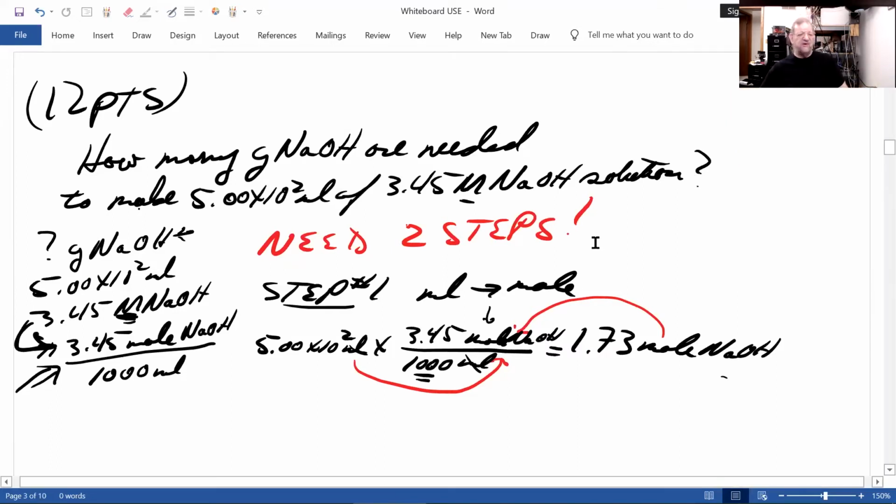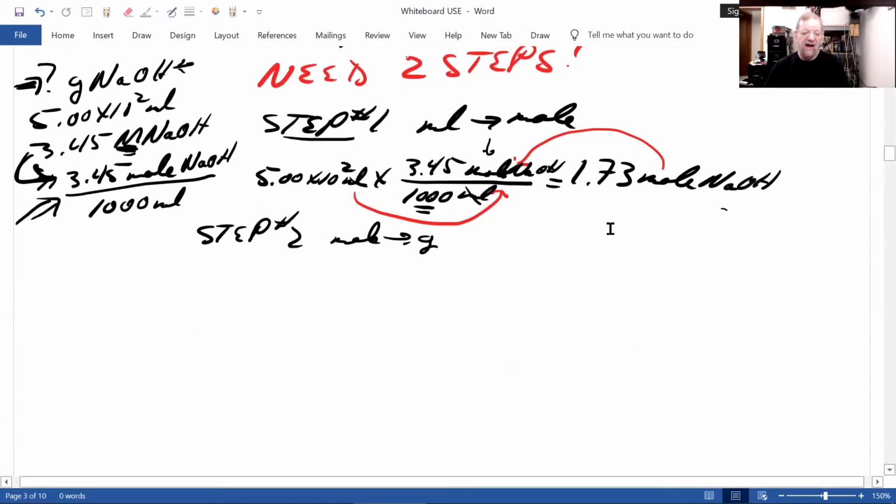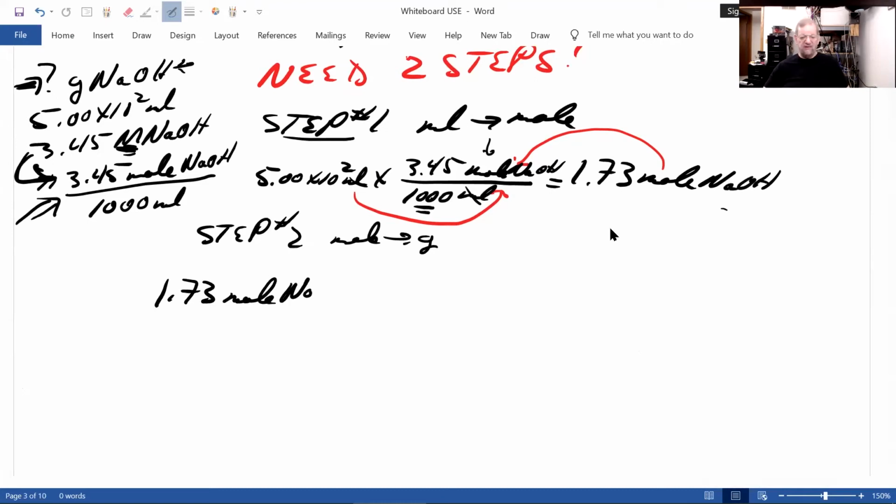No, we're trying to get to grams of NaOH. So now we have to do step number 2, which you learned for test number 2. We're going to go moles to grams. And now I have 1.73 moles of sodium hydroxide. Hold on, I see someone with a question. By the way, if you wrote down 1.73 times 10 to the minus 2, no, that would be wrong. It would be 1.73 times 10 to the 0, and 10 to the 0 is 1.